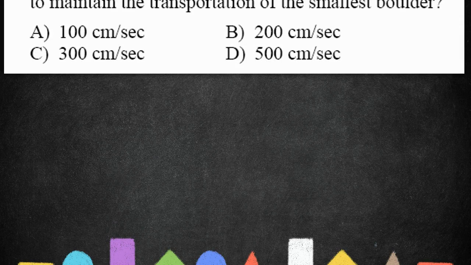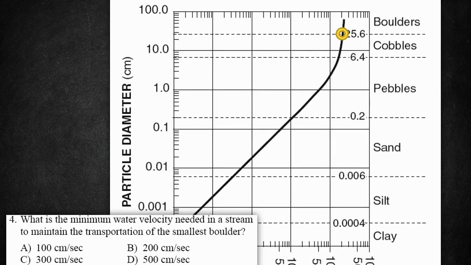Four: what is the minimum water velocity needed in a stream to maintain the transportation of the smallest boulder? So again, it's asking us to find the speed. The size is not given in centimeters, but is the smallest boulder. So let's find where the smallest boulder is, right there. Smallest boulder, how fast does the water need to be moving in order to transport that?